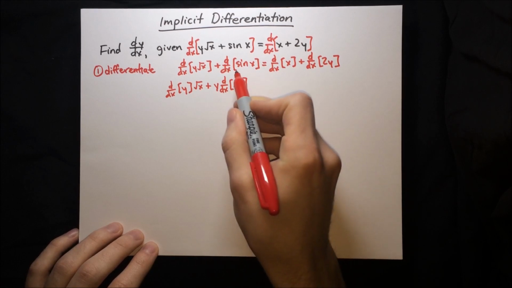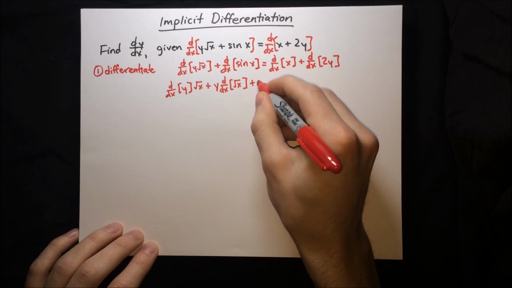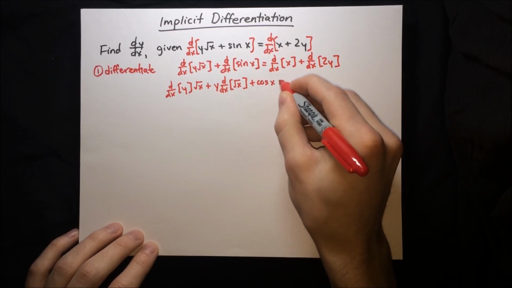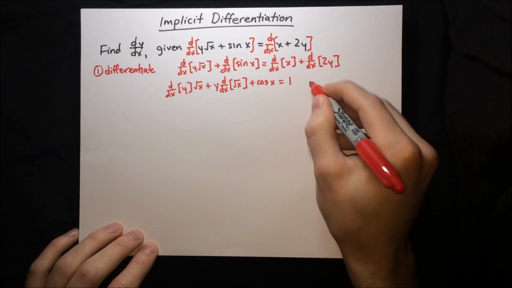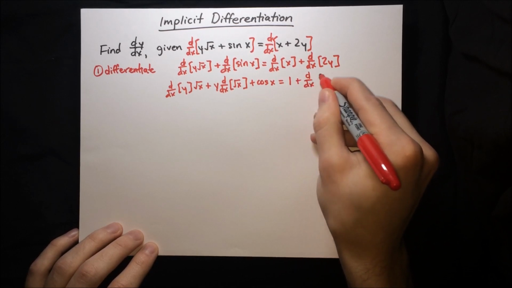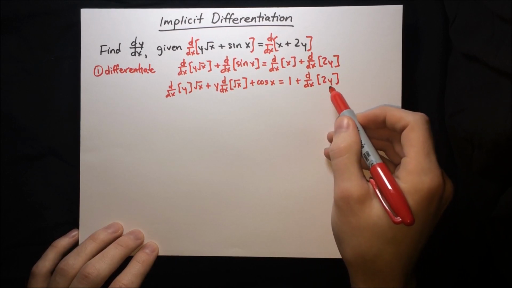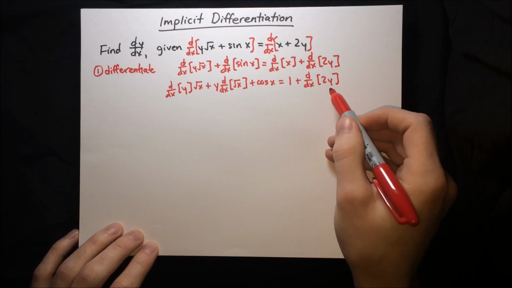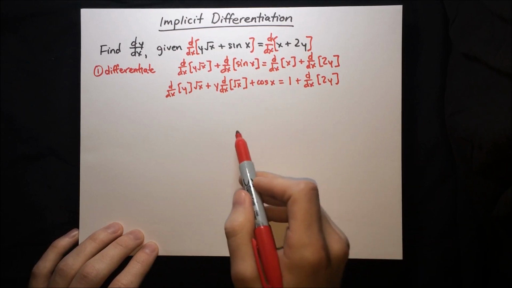And we can go ahead and compute some of these derivatives. So the derivative of sine, that's just cosine. That's equal to the derivative of x, which is just 1. And then we'll keep this derivative as just d/dx of 2y because that contains a y, and we're going to need to use the chain rule. But let's not worry about that just yet. Let's continue simplifying this as much as we can.